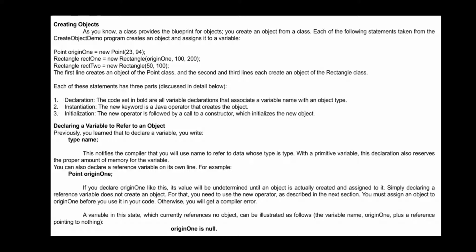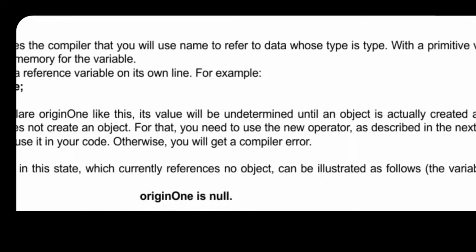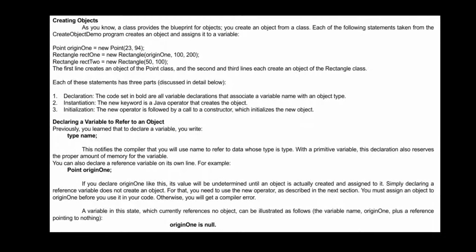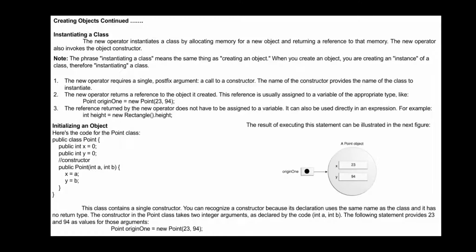For that you need to use the new operator as described in the next section. You must assign an object to origin1 before you use it in your code, otherwise you will get a compiler error. If you define only Point origin1, then you will get a compiler error, and if it is not instantiated or initialized with the new operator, then ultimately origin1 will have a value called null, which is defined in the statement. Okay, this is how you create objects.